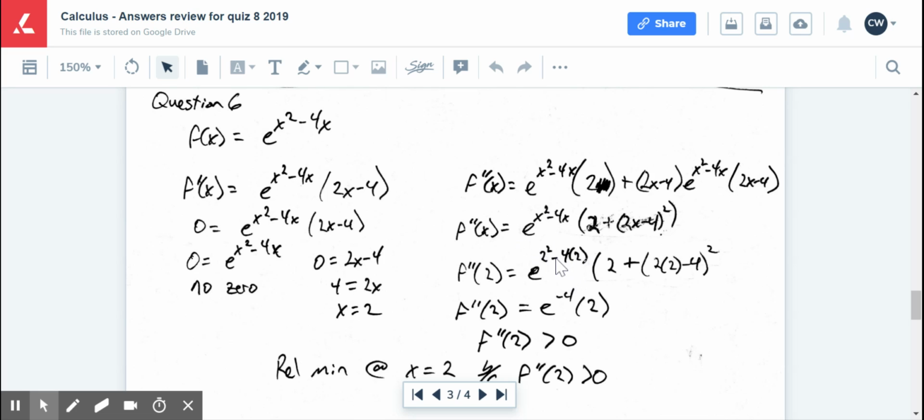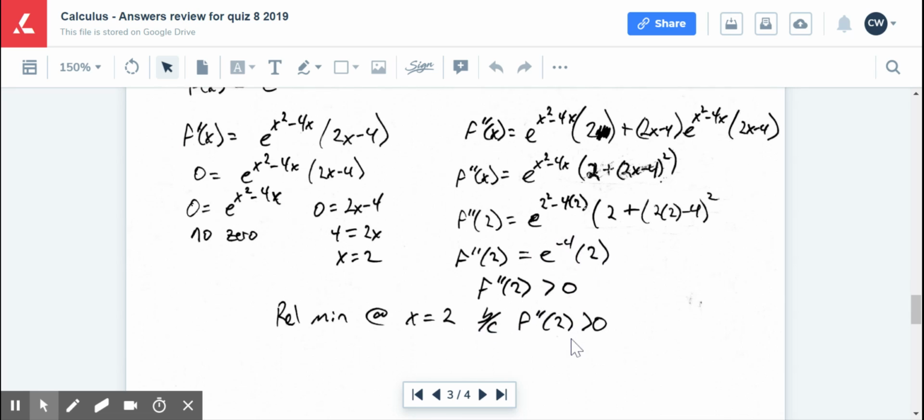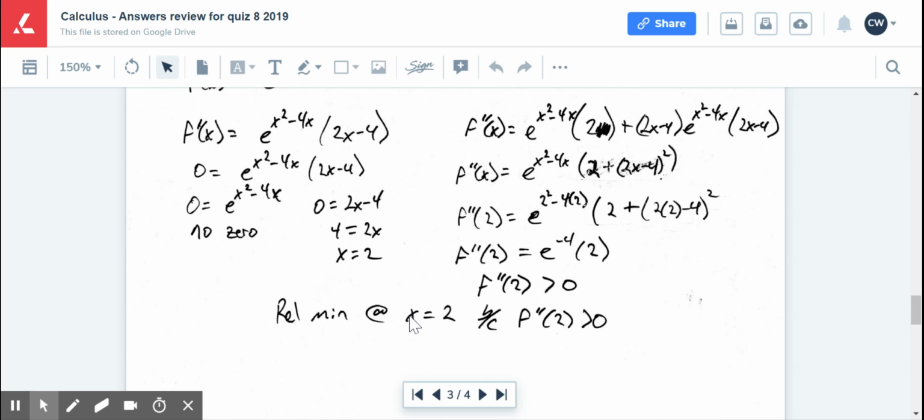So I plug in 2 here. So that's 2 squared minus 4 times 2. So that's 4 minus 8. So there's a -4. I plug in 2 here. So 2 times 2 is 4. 4 minus 4 gives me 0. So this piece is 0, which leaves me with just the 2. So 2 times e. Remember we said e is always positive. So 2 times a positive means that my second derivative is positive. And that means we have a relative min at x equals 2 because our second derivative is positive.